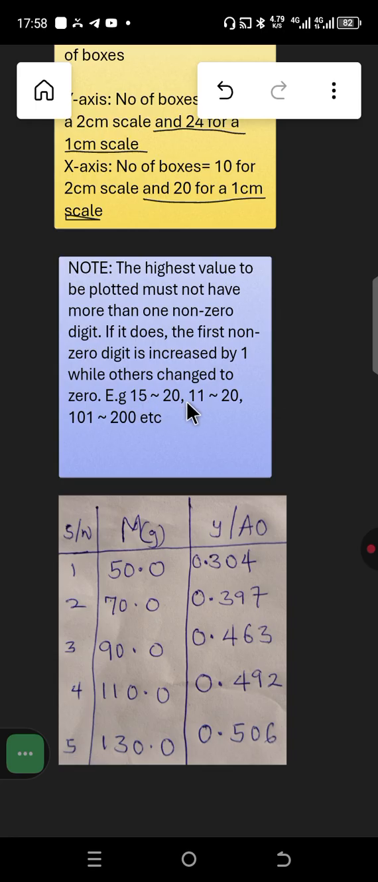In the case of 11, it's 2 non-zero digits. So you increase the first one to 2 and you turn the other one to what? 0. Now in the third example we have here, we have 101.